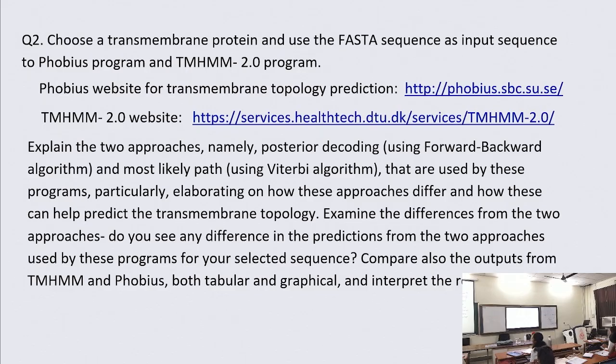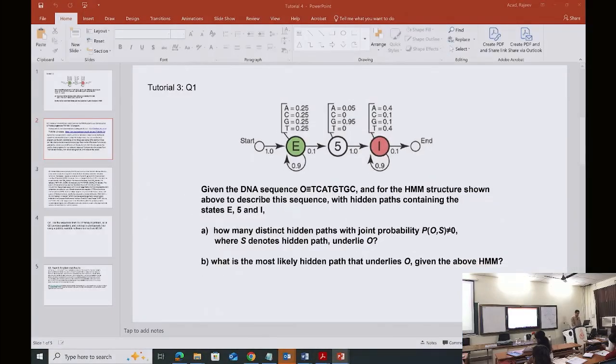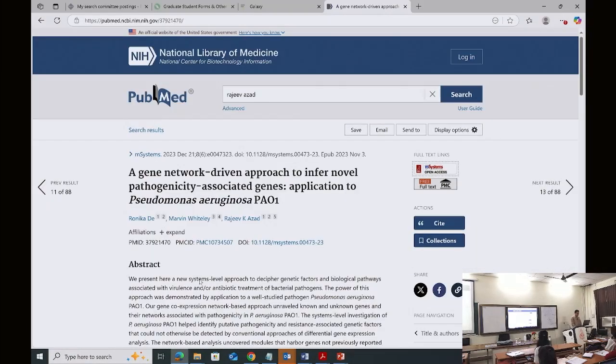Second question, choose a transmembrane protein and use the FASTA sequence as input sequence to the Phobius program and TMHMM program. So what you have to do is get a transmembrane protein from NCBI. So you can do it. So go to NCBI. Yeah, this you can do quickly. So I am at NCBI, so let's go back actually.